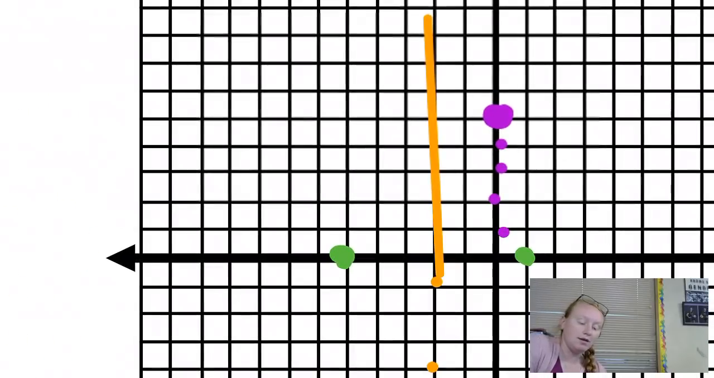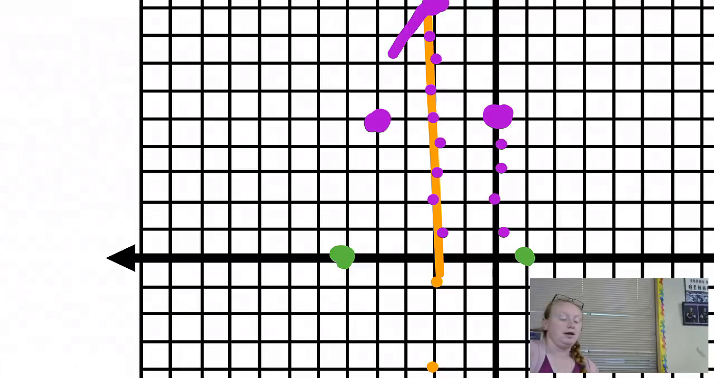+9. 1, 2, 3, 4, 5, 6, 7, 8, 9. Again, my line just ended up being there. It was not planned that way. 1, 2, 1, 2. I mirrored my y-intercept over, and I'm getting this concave down graph right here.